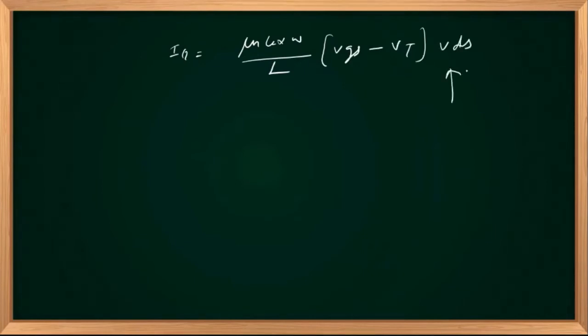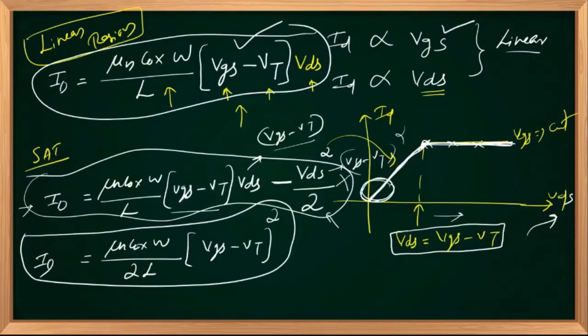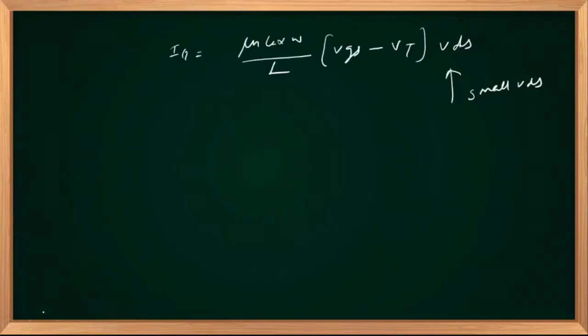ID equals mu n C ox W by L into (VGS minus VT) times VDS. This expression we are not using while solving the problems; 99% of questions correspond to saturation. So this is valid for a very small VDS, especially close to the origin. And the second equation is valid for a region up to here, the entire linear region.